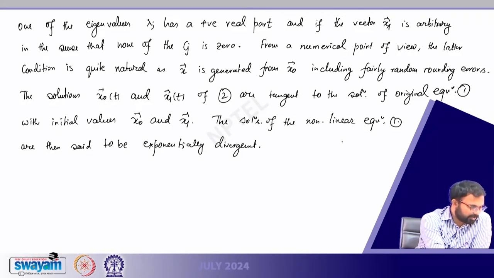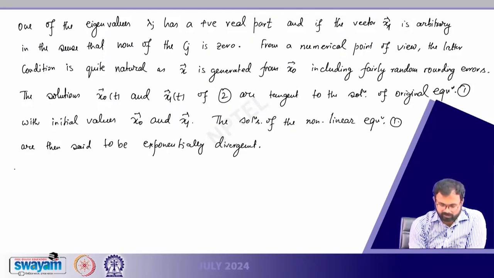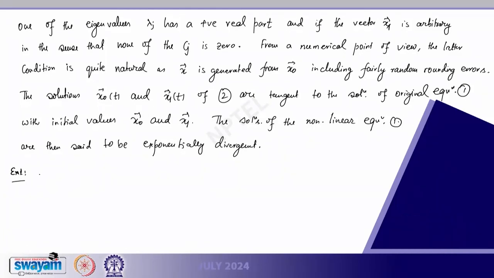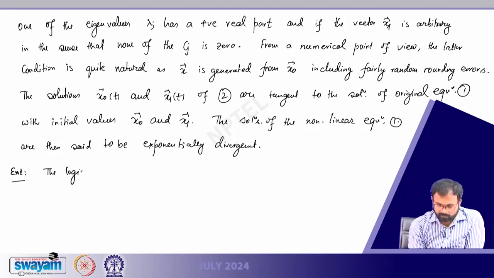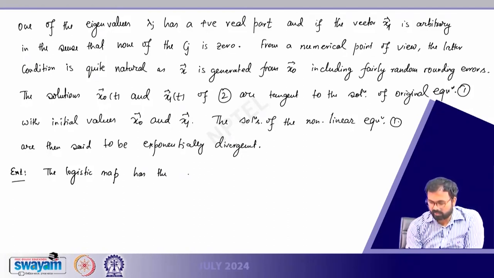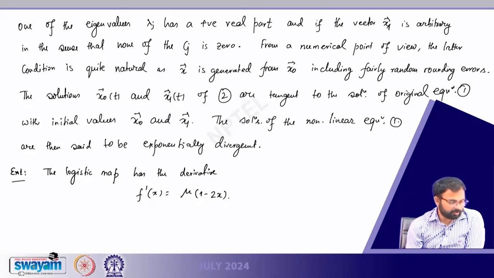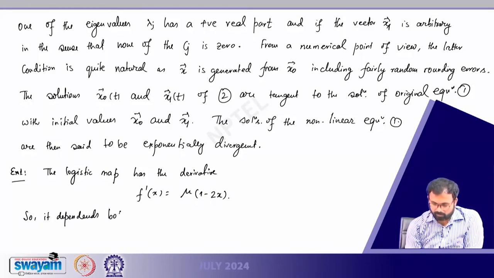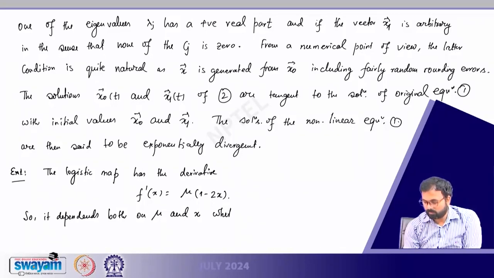And there are some examples, as I was mentioning, the tent map and the logistic map. So, let us give one example. In case of the logistic map, just take the same logistic map as previously, where the right hand side has the derivative f'(x) equals mu times (1 minus 2x), right. And so, it depends both on mu and x, such that whether |f'(x)| is greater than 1 or not, right.